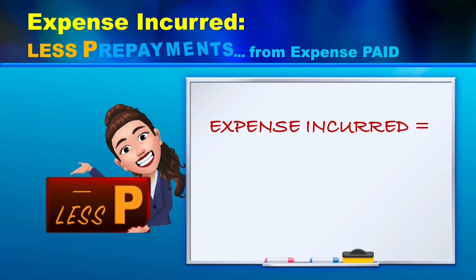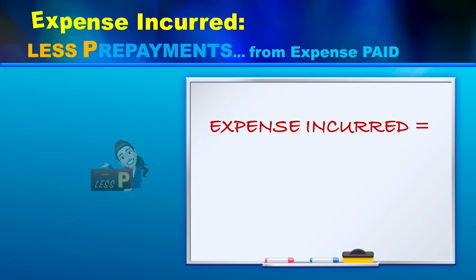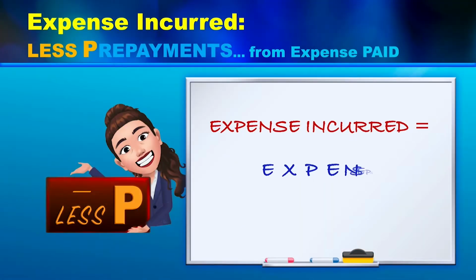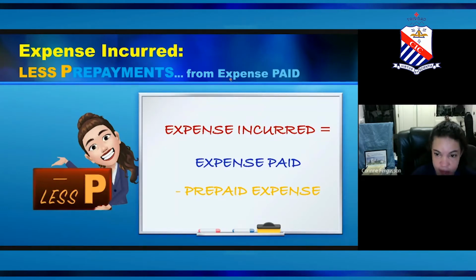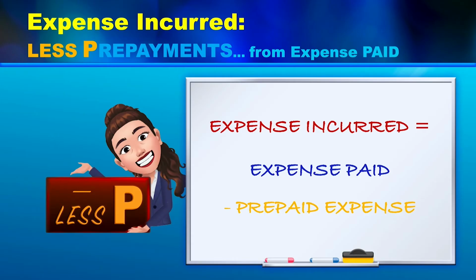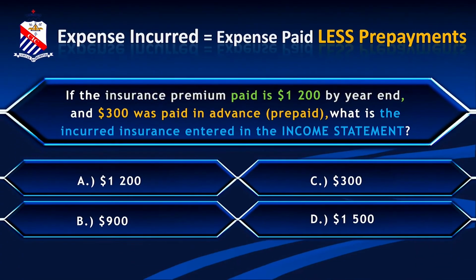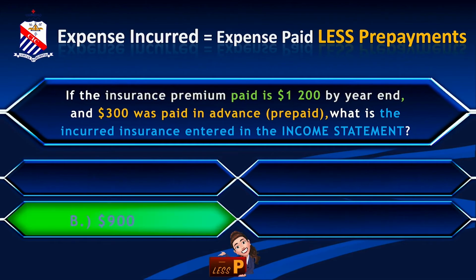For prepayment, what did we say that we do? It will be less prepayments. So it's the opposite of the accrual, the battery man, the add accruals. You will just have to less the prepayment. So less prepayments, if you are given the amount paid and you're given a prepayment, just do the opposite and you're lessing. So if the insurance premium is $1,200, but you have a prepayment of $300, what is the amount that is incurred? You're lessing prepayments. 900. 900. Thank you.